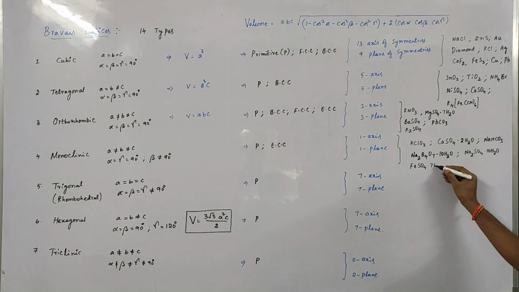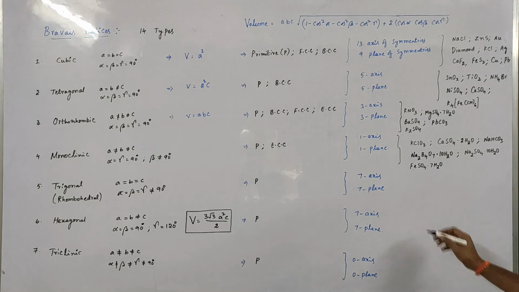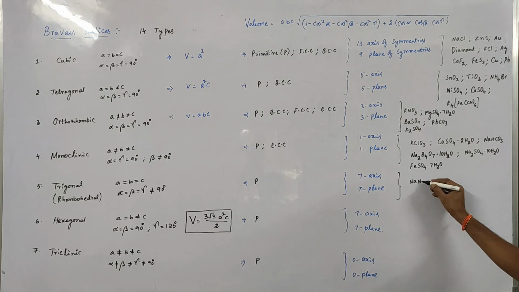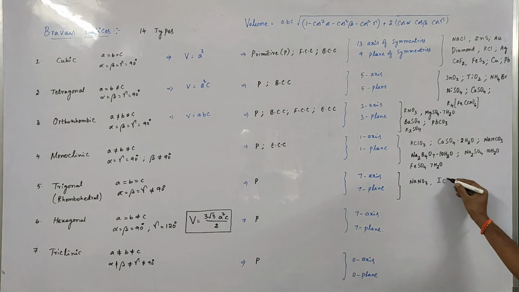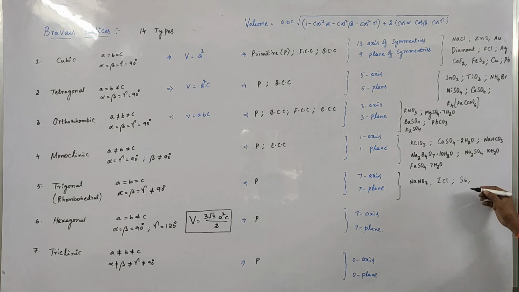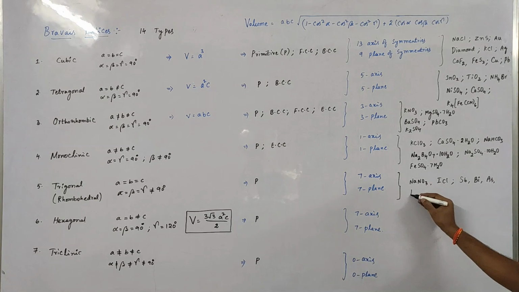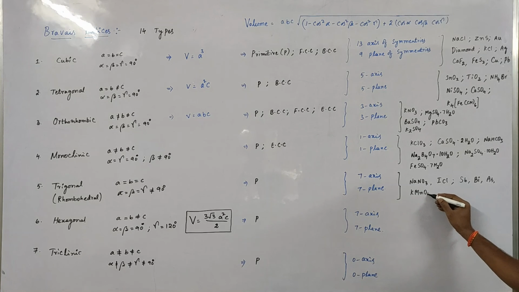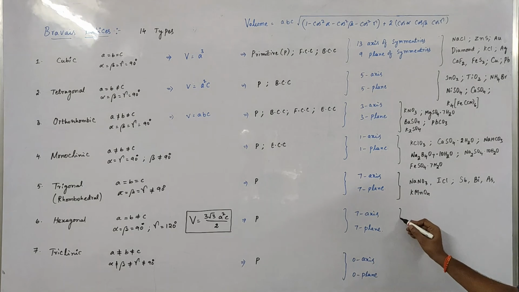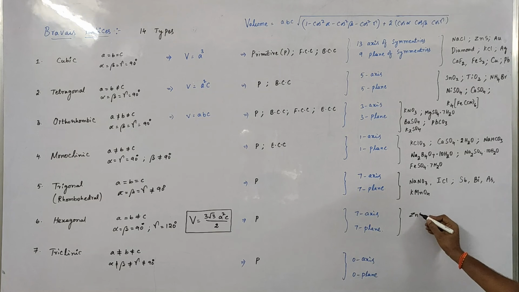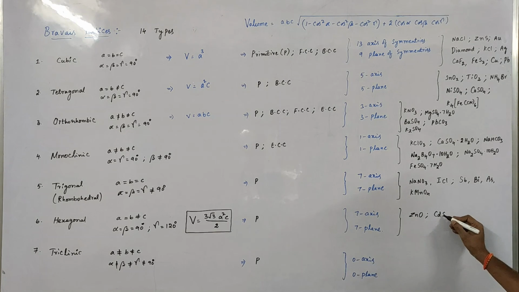Etc. Next, coming to rhombohedral or trigonal. NaNO3, ICl iodine chloride, Sb antimony, bismuth, arsenic, KMnO4, etc. Next, hexagonal, ZnO zinc oxide, CdS cadmium sulfide, HgS mercury sulfide, cinnabar.